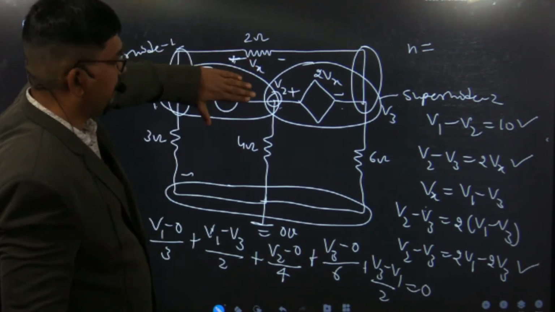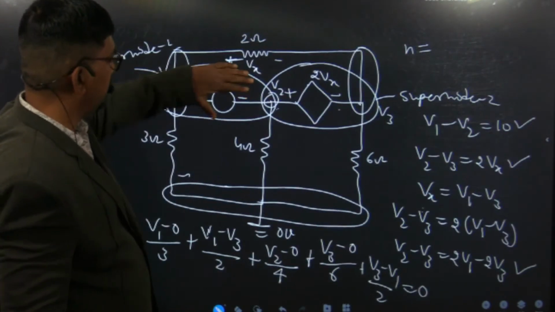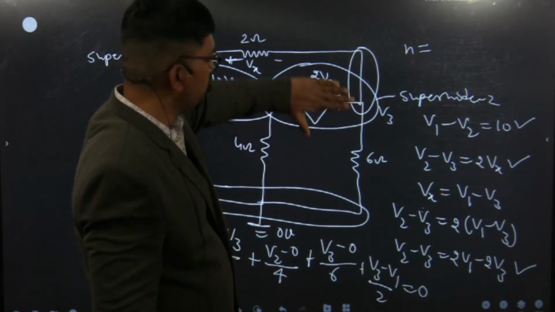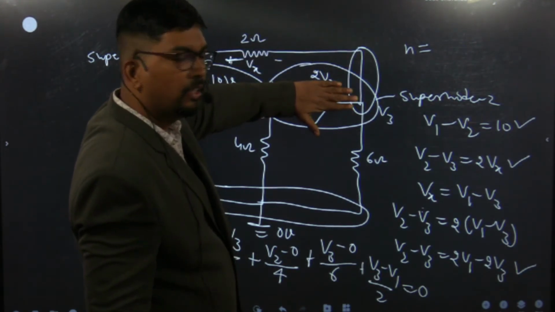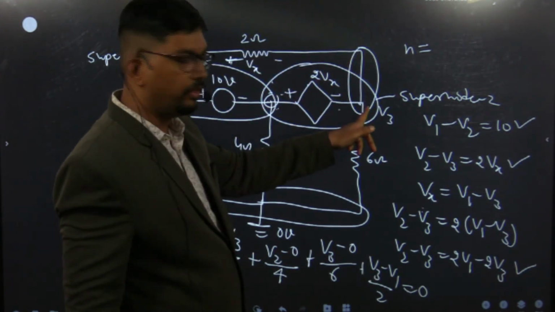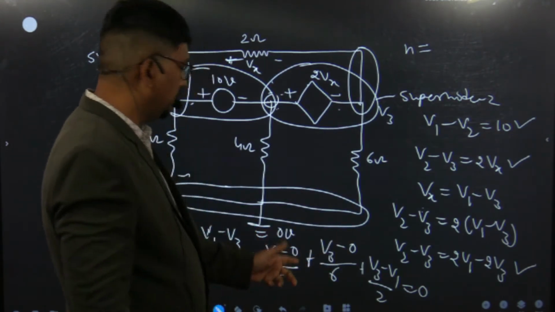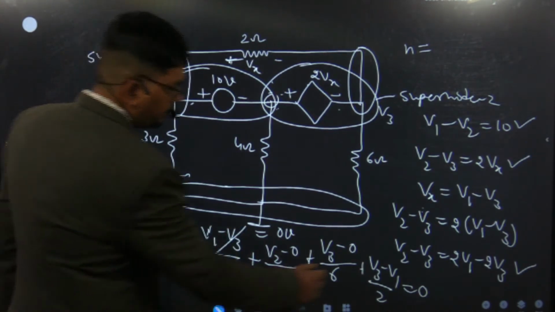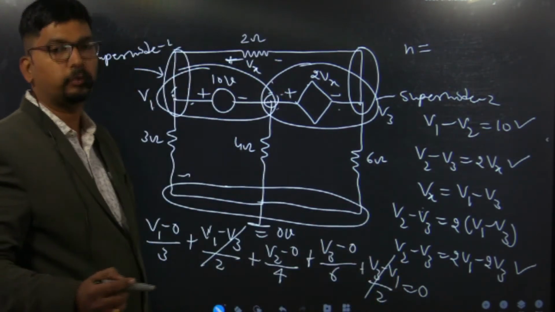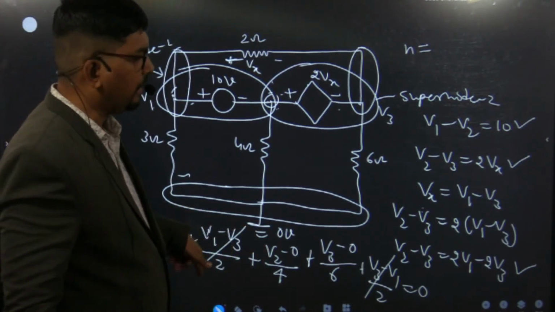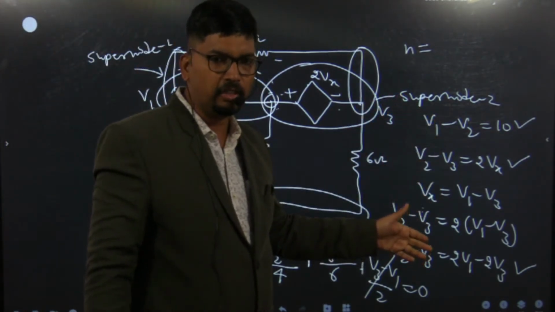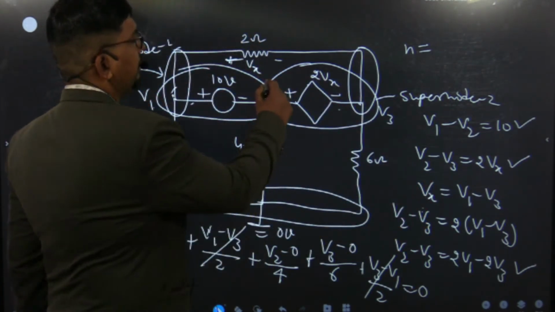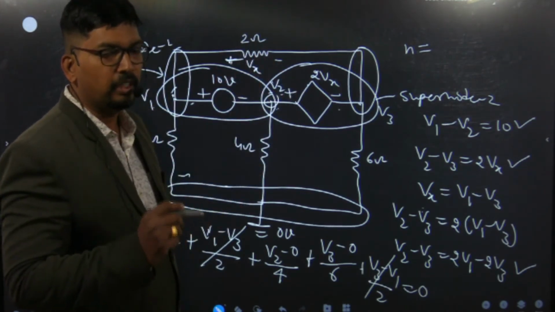This is our shortcut way, because there are two super nodes. First we forget about the 10 volt source and find the current in the 3 ohm, 4 ohm and 2 ohm. Then we consider the other super node, forget about 2Vx, find the current at the V2 and V3 nodes and add them. We get this equation, and we observe that V1 minus V3 upon 2 and V3 minus V1 upon 2 cancel out. Simplify this equation and solve the first, second and third equations by Cramer's rule, and we get the values of the V1, V2 and V3 nodes. Thank you very much.